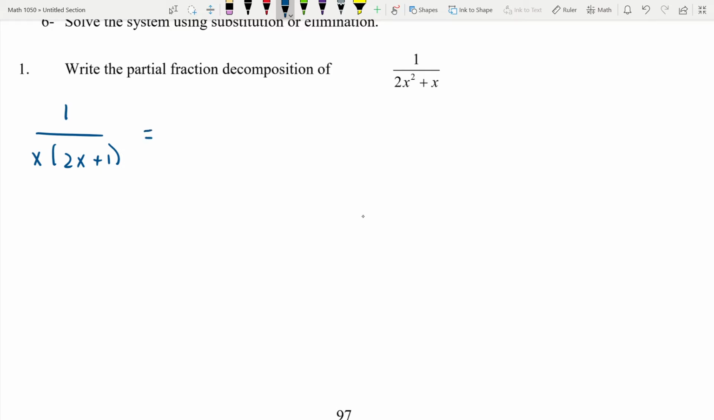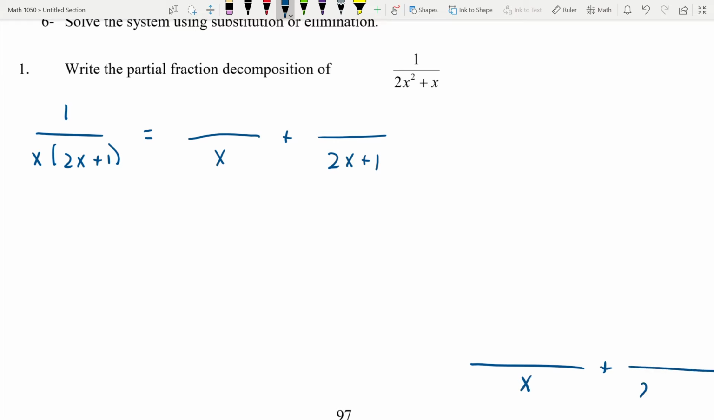The second step is to write it as two separate fractions. This x right here being one denominator, the 2x plus 1 being the other denominator, okay? You guys, that's what your answer is going to look like.